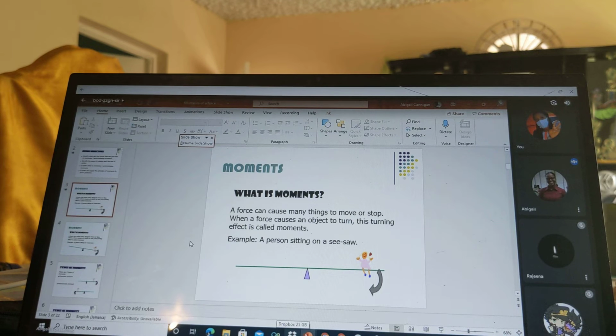Alright, so we know that a force can cause many things to happen. It can cause an object to move or to stop moving. But it can also cause the object itself to turn. And whenever a force causes an object to turn, we call that the moment of the force.